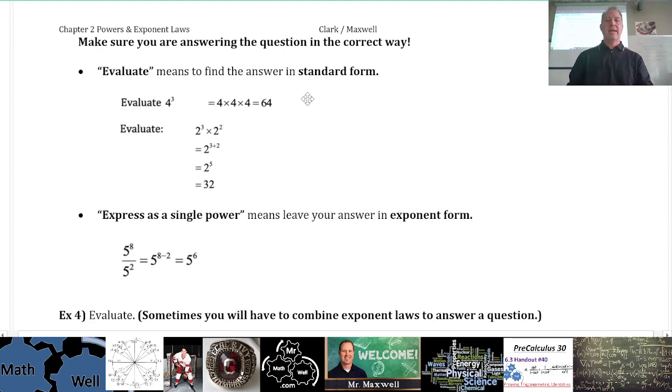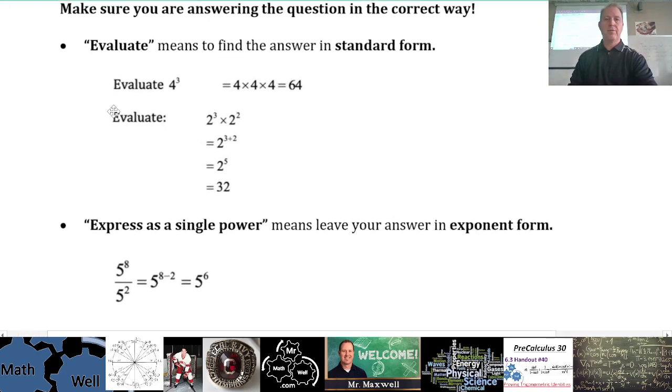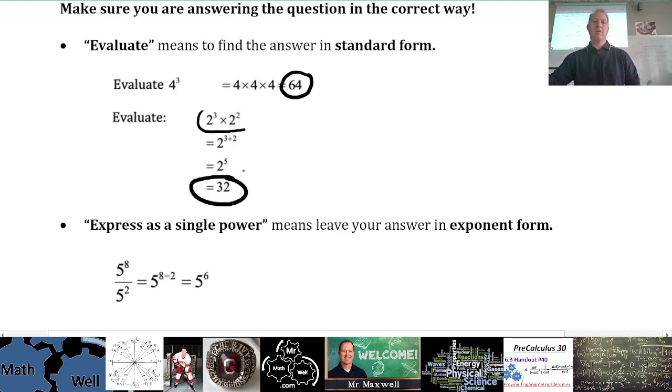Evaluate means to find the answer in standard form. Okay? Evaluate means find the answer in standard form. We know that you get a number. So evaluate 4 to the power of 3 is showing the number answer right there. That's what you circle. That's the final answer. Evaluating 2 cubed times 2 squared is not leaving it as 2 to the 5, but evaluate means to simplify to a regular number answer, not necessarily a power. So 32 would be your answer.